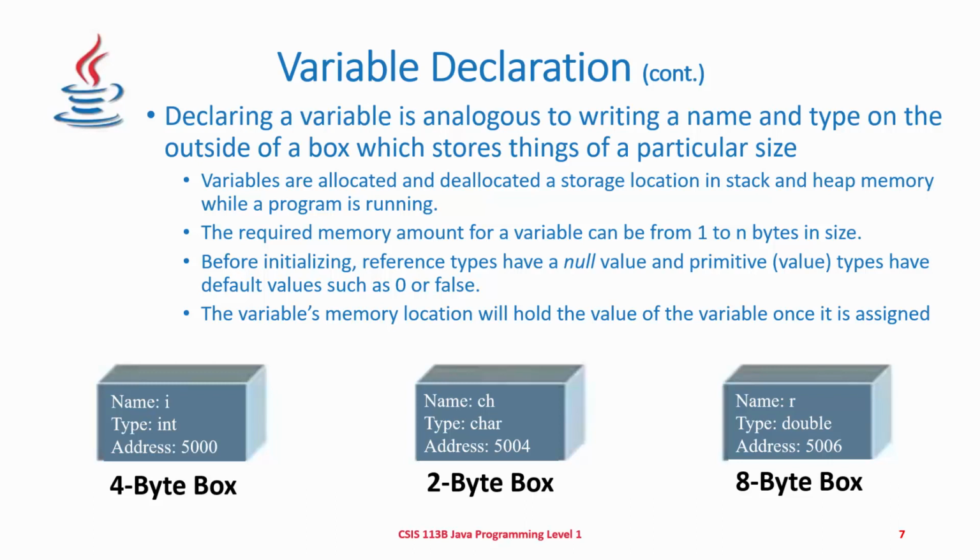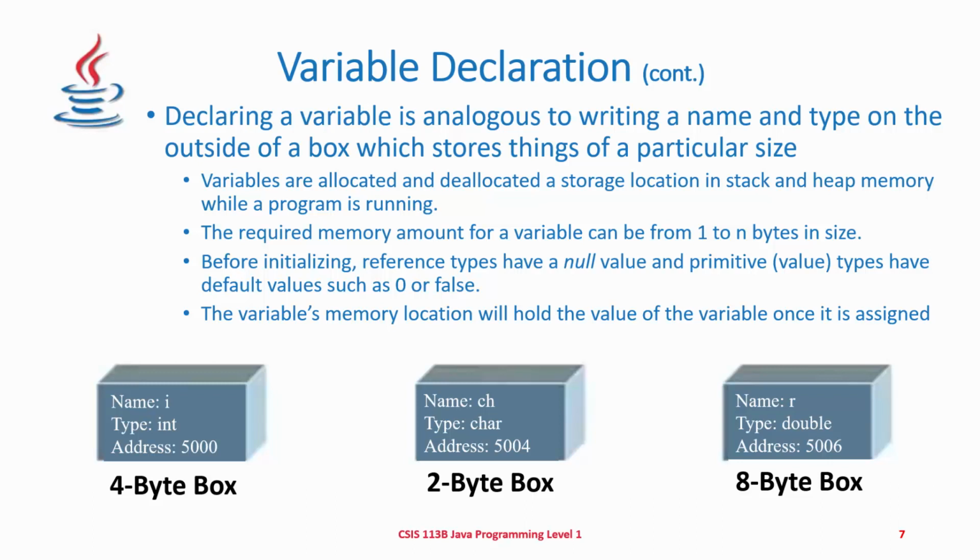Then moving on to the next box, if that's the next item to be stored in memory, we're creating a CH of type char. So the name is CH, the type is char, and its address begins at 5004 because it has to be 4 blocks down the road from 5000. We don't want to overwrite the end of our 4-byte box. We have to begin after the end of our 4-byte box. So it begins at 5004, and because it's a char, it's going to be 16 bits or 2 bytes.